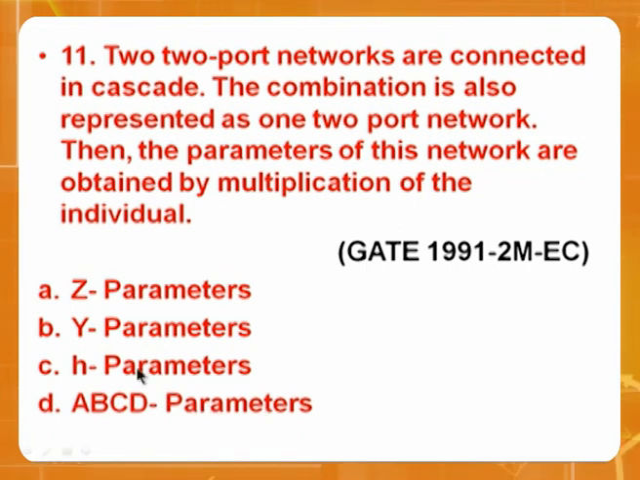ABCD cascading. H parameters is what? H means what? V1, I2. Input is added. That means series and parallel. Like that, you can as well put the reverse concept also.